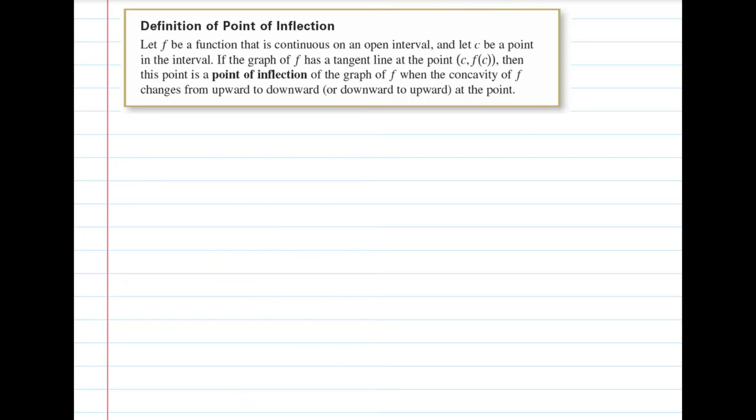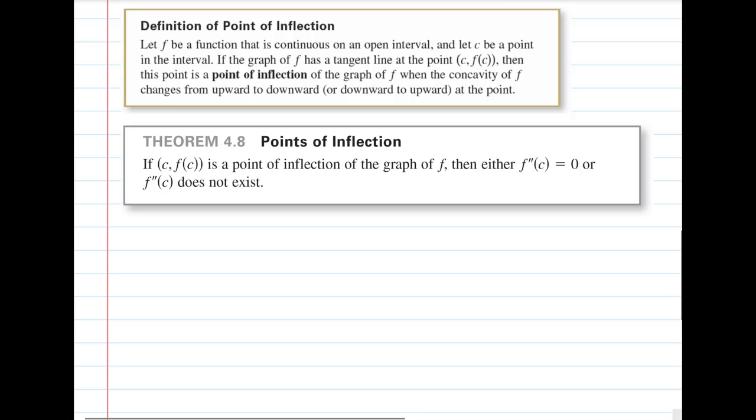Another definition that we'll see in this section is the definition of point of inflection. So given a function that is continuous in an open interval, and having a point c on the interval, if the graph of f has a tangent line at the point (c, f of c), then this point is a point of inflection of the graph of f when the concavity of f changes from upward to downward or downward to upward at that point. In other words, if you change concavity either from concave up to concave down or concave down to concave up, that point where the concavity changes is what we call a point of inflection.